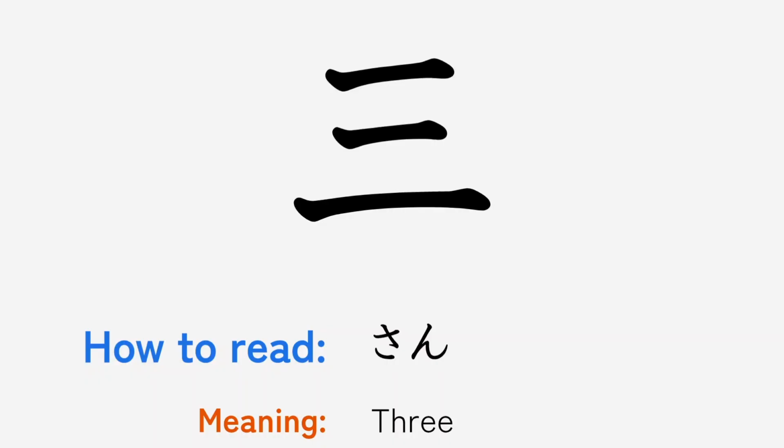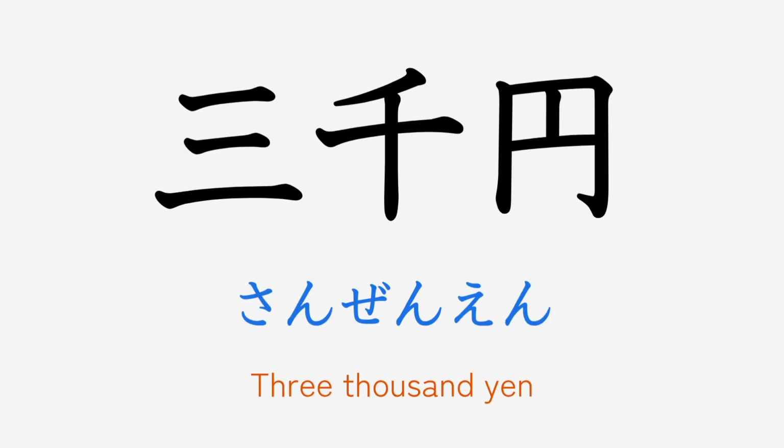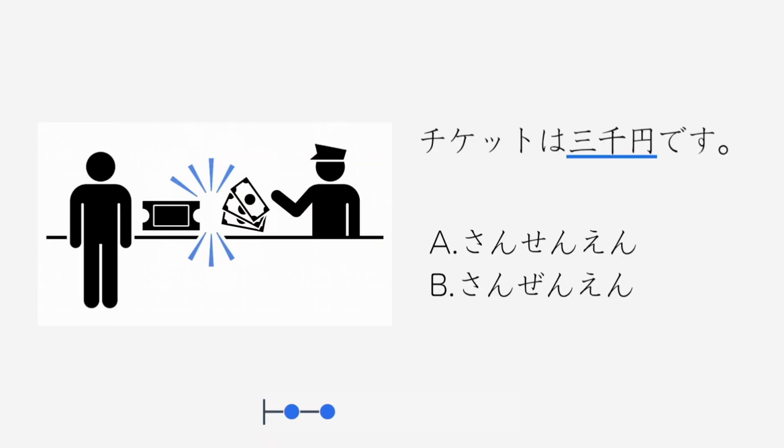3 is 3. 3 plus 1,000 plus yen makes sanzen-en, meaning 3,000 yen. How do you read the underlined kanji? The answer is B. Notice the sound change. Sen becomes zen.